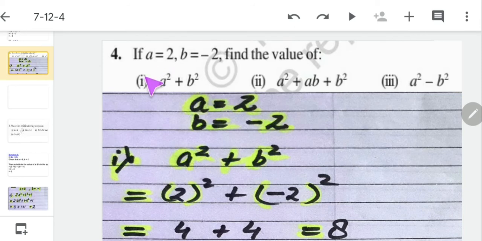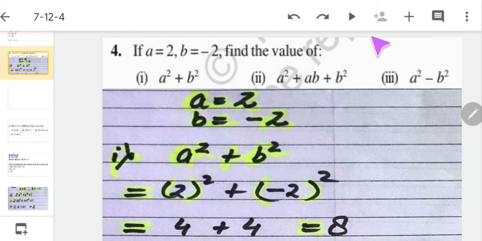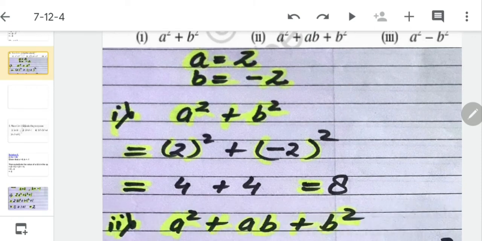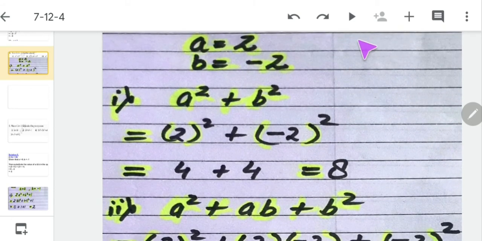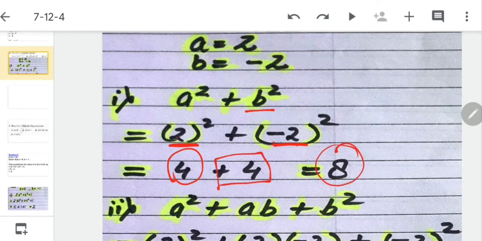Now the fourth question is, we have been given the value of two variables. One is a equals 2. Second is b equals -2, and we have to find the value of these expressions. So let's start with part 1, which is a square plus b square. You can see here we have to put the value of a, which is 2, in place of a, and the value of b, which is -2, in place of b. So 2 power 2 gives us 4 and -2 power 2 also gives us 4, and 4 plus 4 is 8.